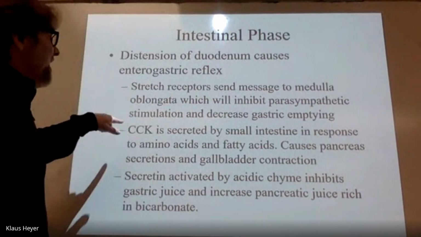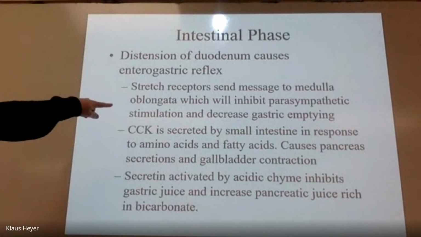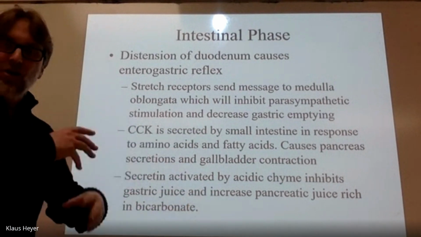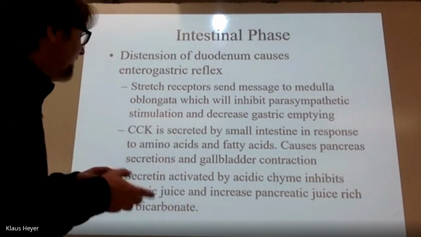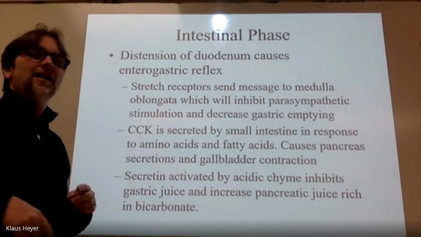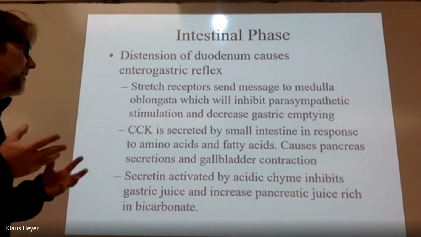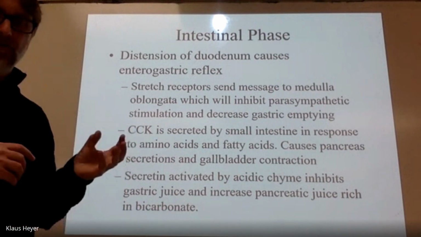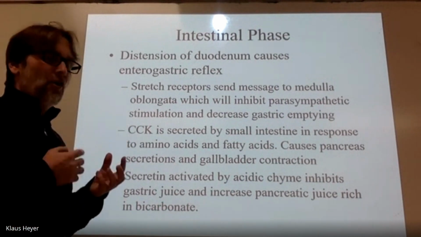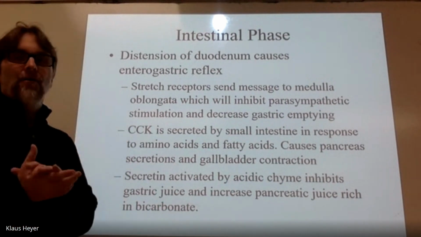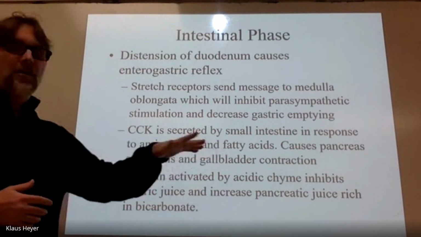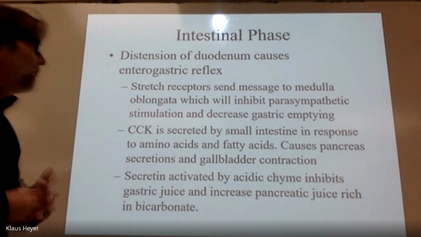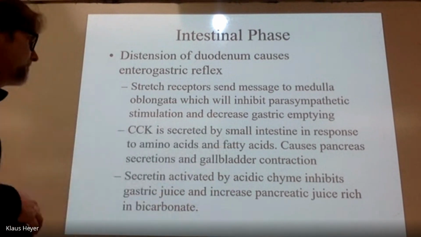CCK is going to be released because of amino acids and fatty acids, like proteins and fats in the intestine. That's going to cause release of CCK. That means CCK is going to go and cause the gallbladder to contract. So what's the gallbladder holding? Bile. So when the gallbladder contracts, you're pushing bile into the small intestine to deal with the fatty acids.